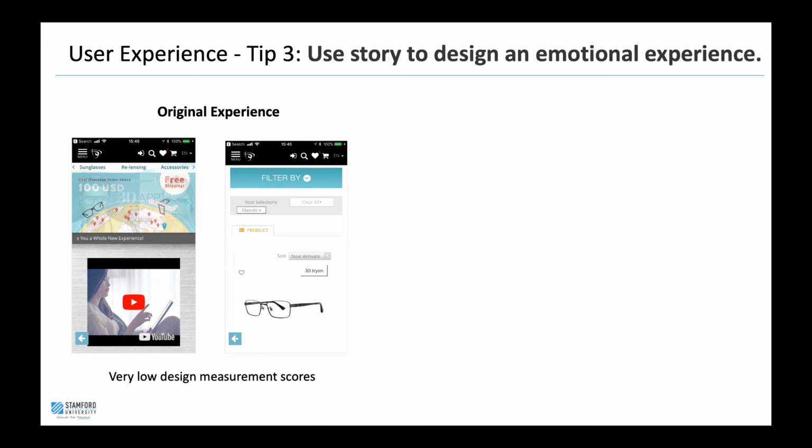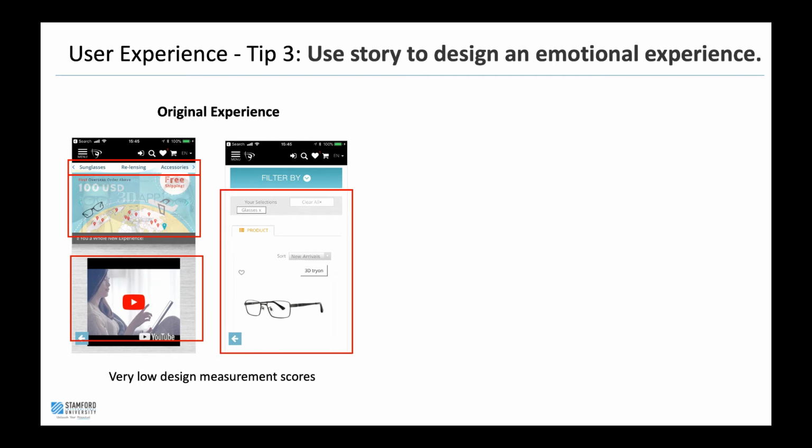All right, so here's an example of a website that sells glasses. When you come to the home page, it's very confusing what they want you to do. There's a large image at the top that talks about free shipping, but it doesn't explain what the website's about. Then there's a video, but it's not clear if they want you to click on the video. There's no call to action of what they want you to click on. Then in very small font on the top, it has links to sunglasses, relensing, and accessories. That's probably what they want you to click on, but it's so unobvious. It's too small.